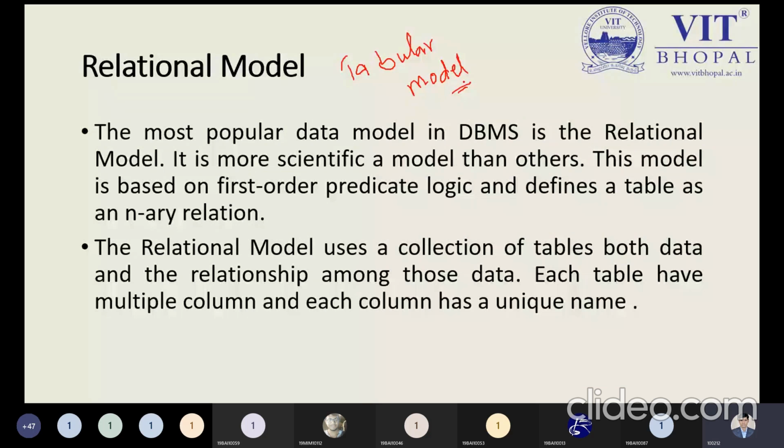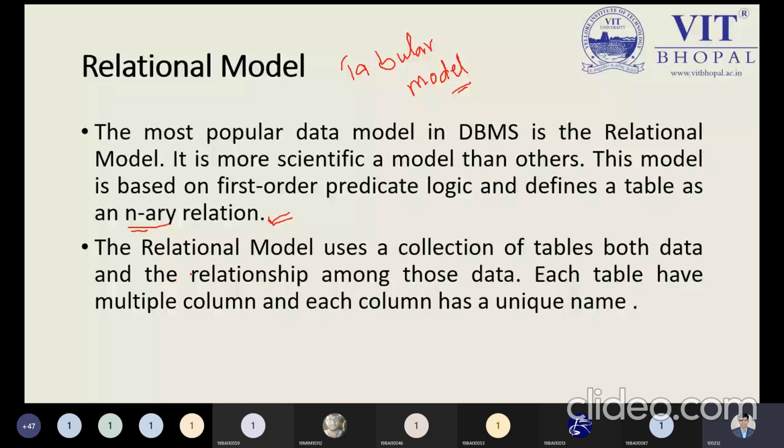It is a more scientific model than the others. This model is based on first-order predicate logic and defines a table as an n-ary relationship. Suppose we have one table, so we have one relation. With two, it is also known as a binary relation. I will explain with the help of some examples one by one. Suppose we have three relations, or three tables; this is also known as a ternary relation. We will see this in a graphical way as well. Let us understand some theoretical part over here.